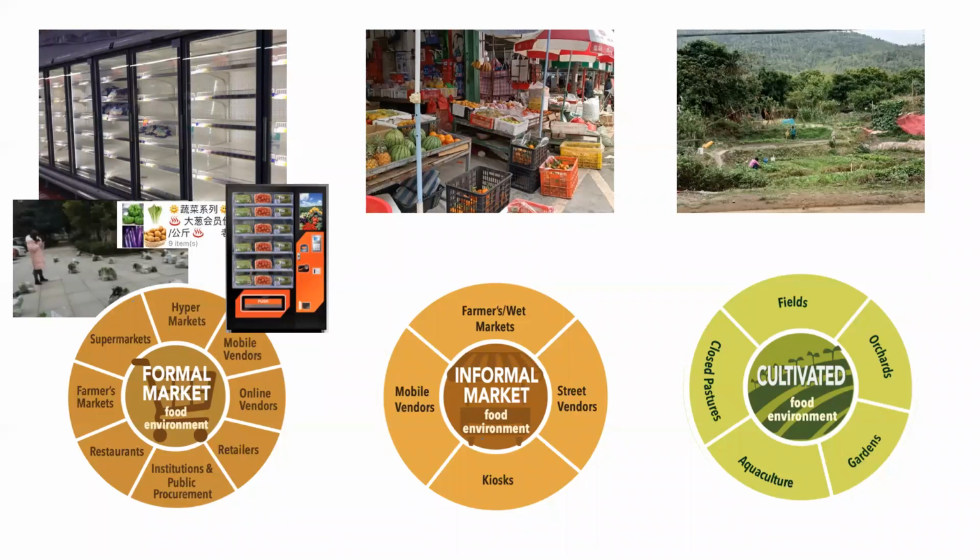At the end of January, I began to receive a lot of photographs from my collaborators of grocery store shelves that were empty, representing the formal market environment. This is something that we are now seeing all over the world. At the same time, I was also receiving photographs from community partners, mostly smallholder subsistence farmers who get most of their food from the cultivated food environment and also occasionally access the informal food environment. I saw that they had a very different situation depending on their access to different types of markets.